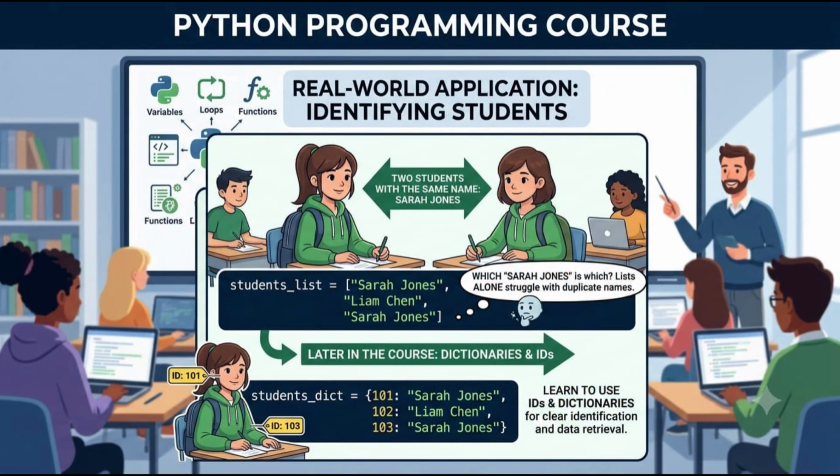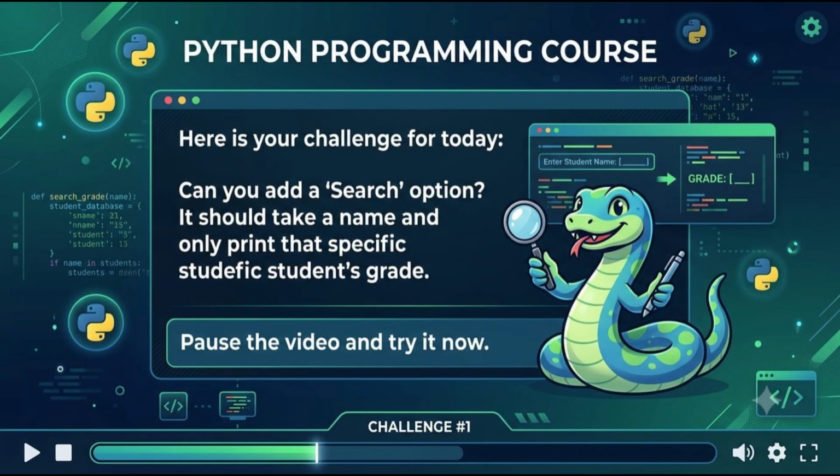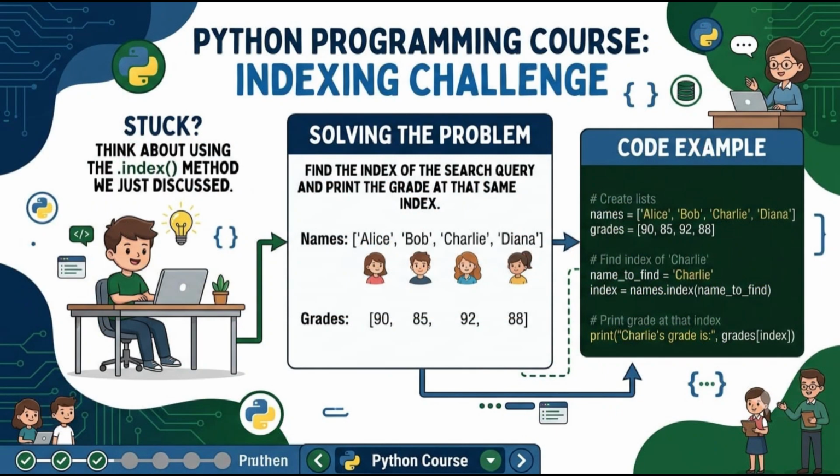In a real-world app, two students might have the same name. Lists alone struggle with this, which is why later in the course, we will learn about dictionaries and IDs. Here is your challenge for today: can you add a search option? It should take a name and only print that specific student's grade. Pause the video and try it now. Stuck? Think about using the .index method we just discussed. Find the index of the search query and print the grade at that same index.